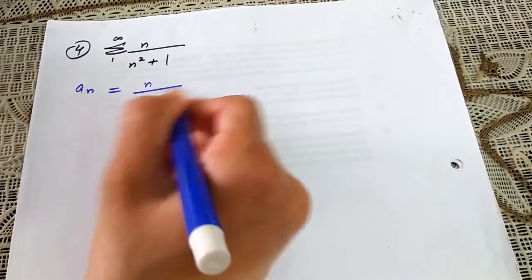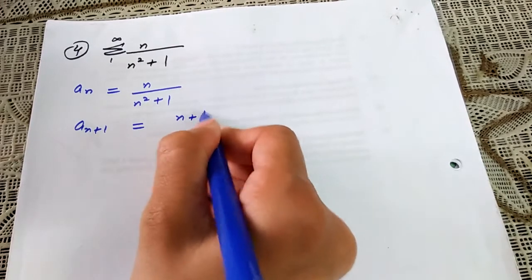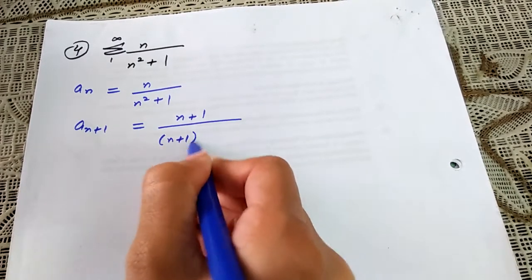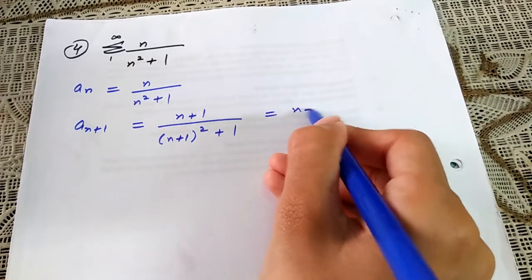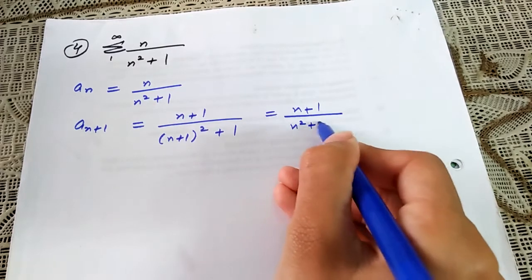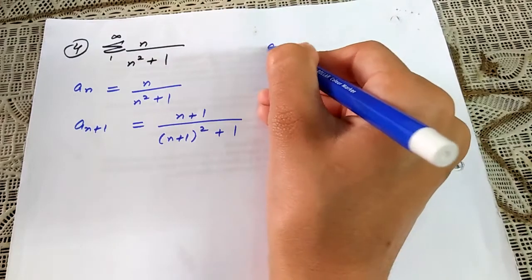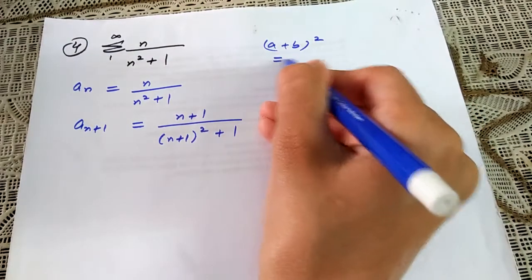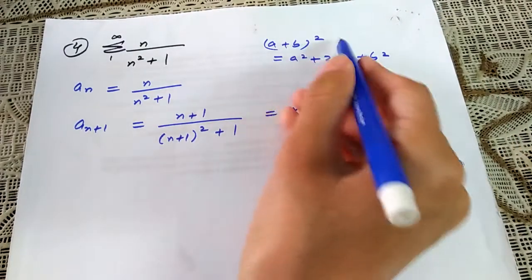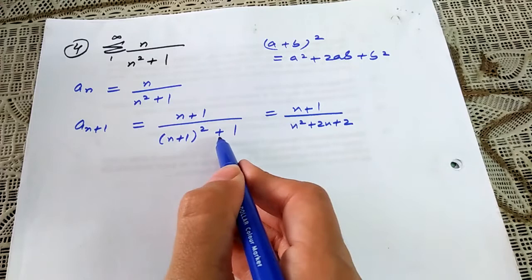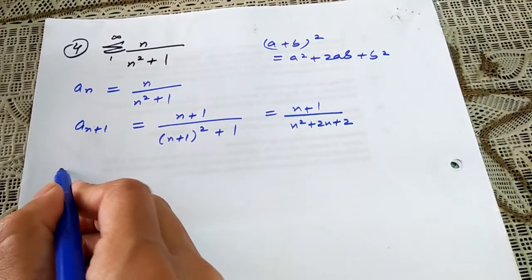Here an is n over n square plus 1, and an plus 1 is n plus 1 divided by n plus 1 whole square plus 1. If you open it, you will get n plus 1 divided by n square plus 2n plus 2 after opening this square. And you know the formula for square: a plus b whole square is a square plus 2ab plus b square. Using this formula, open it and simplify it with plus 1, you will get n square plus 2n plus 2. Now apply the ratio test here.